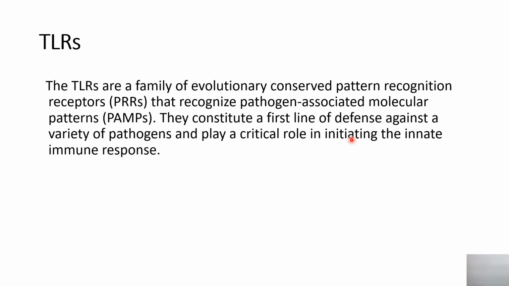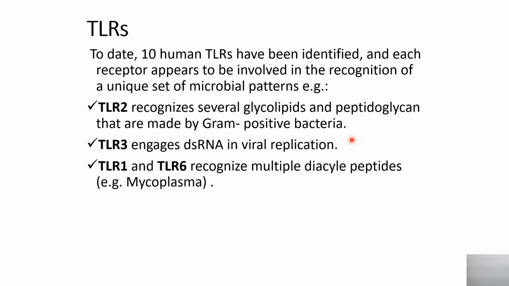Now, what are TLRs? The TLRs are a family of evolutionary conserved pattern recognition receptors that recognize the pathogen associated molecular patterns, and they constitute the first line of defense against a variety of pathogens and play a very critical role in initiating the innate immune response. So, till date, 10 human TLRs have been identified, and each receptor appears to be involved in the recognition of a unique set of microbial patterns.